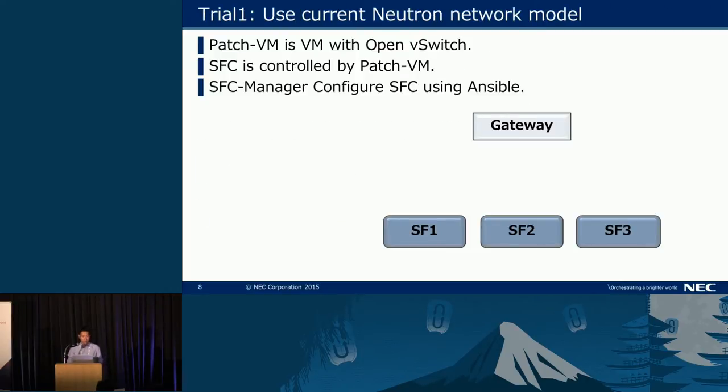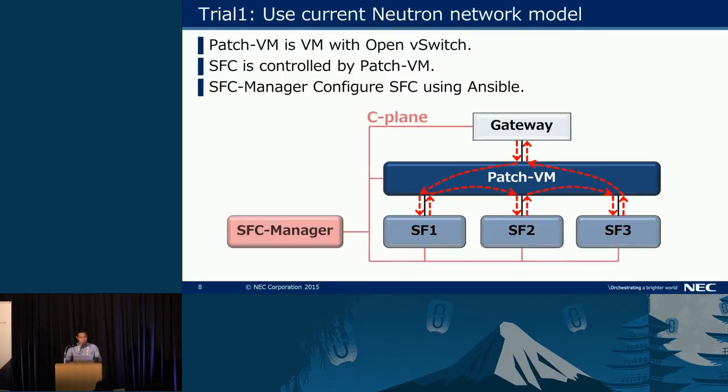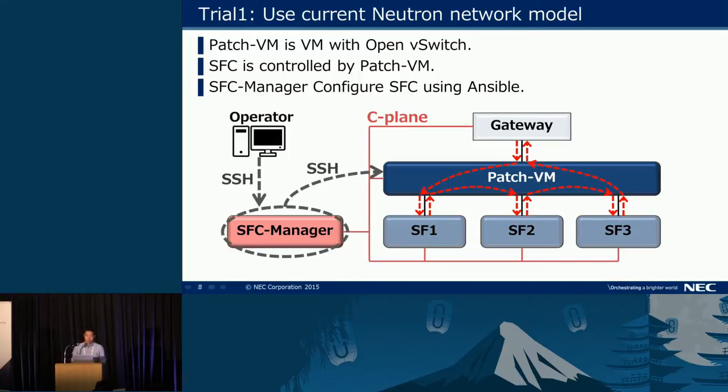At first, we tried to use the current Neutron network model. All SFs are connected to a patch VM. The patch VM is a Nova VM that has an Open vSwitch. SFC is controlled by the patch VM. The patch VM and SFs connect to the C-plane network. An operator configures SFC via the SFC manager using Ansible.